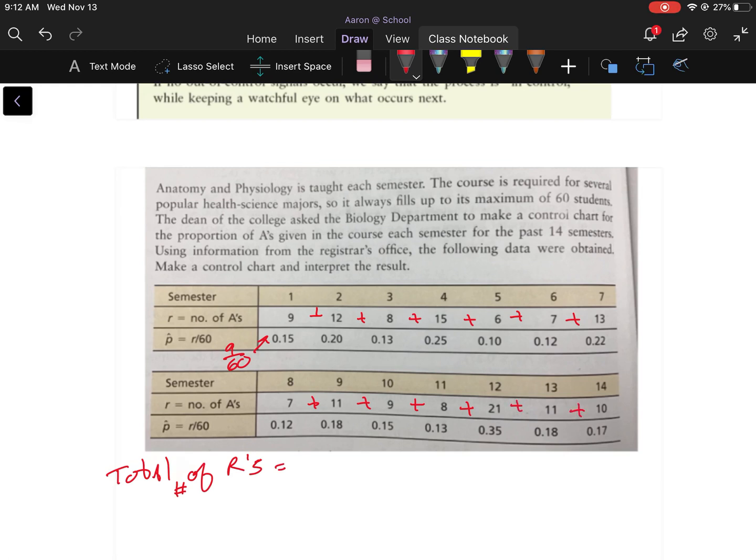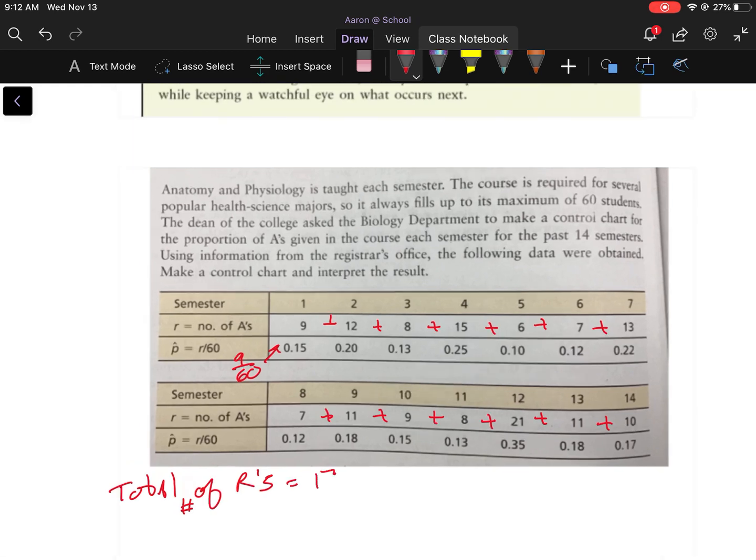And like I said, I got this from the book. I'll get the page number for you. There we go, it's page 384. The total number of R's is 147. Now, don't get tricked, because each of these is 60 people, 60 people, 60 people. So I'll take 14 times 60, 14 coming from the 14 groups. So 147 divided by 840, there's my P bar of 0.175.